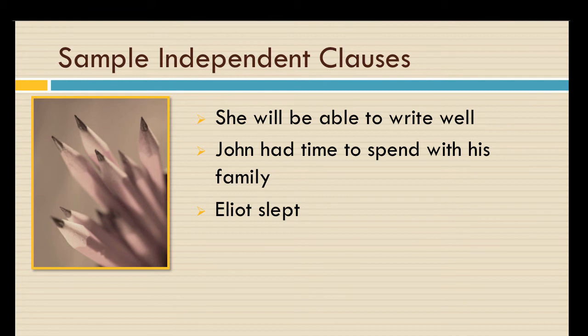Once you learn the information in this video, you should be able to pass the quiz on phrases and clauses. Then you'll be able to move on to learn how to avoid the three most serious types of grammatical errors that we writers can make, which are sentence fragments, run-ons, and comma splices.